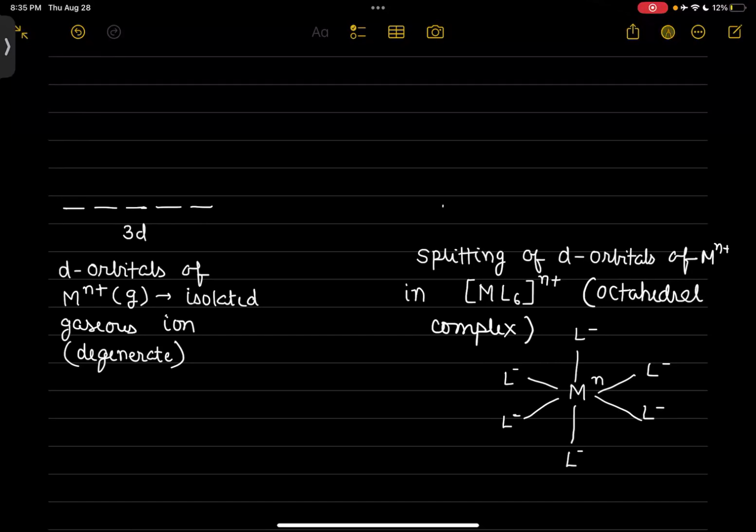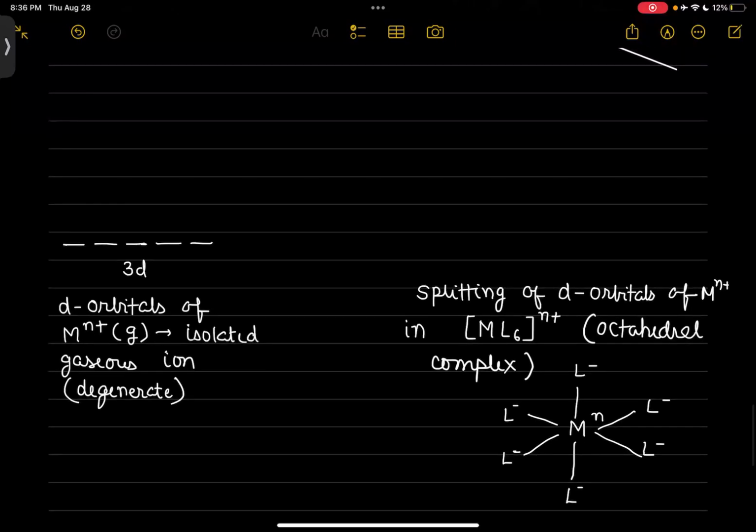My first question is very simple. Are they going to remain the same? No, they are going to change. They remain the same only if it is an isolated atom or ion. How are they going to change? That is known as splitting of d orbitals. The pattern of splitting depends upon the number of ligands, nature of ligands, and the geometry.